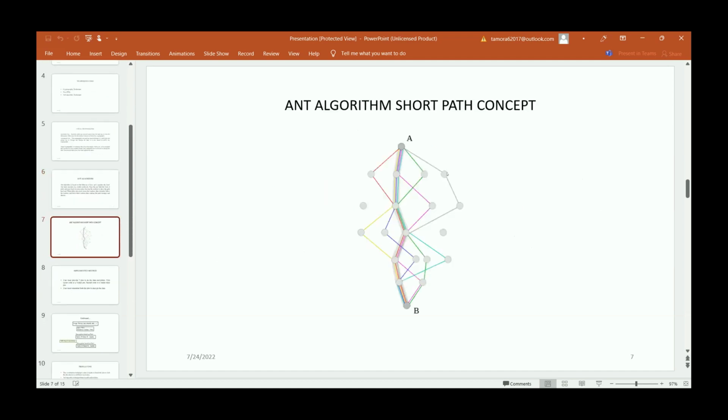So this is just the representation. You can see A is the source where the ants are, and B is the destination where the food is. The ants start randomly searching for the food, and one of the ants is able to find it. So it goes back to the source, leaving markers along the path.